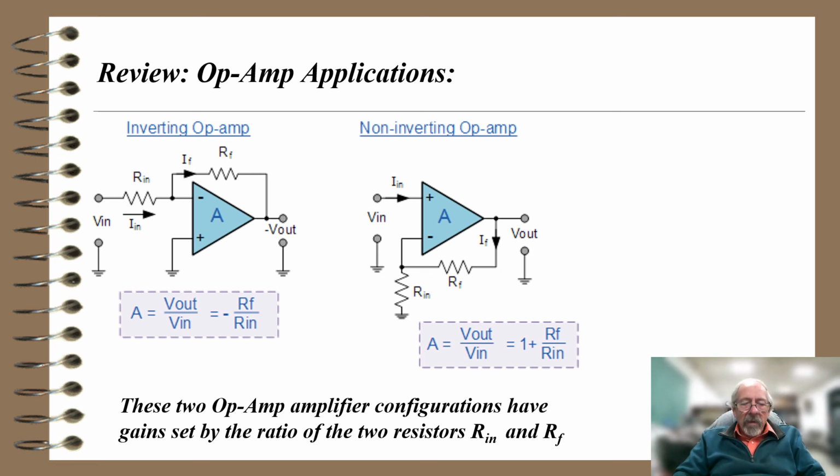The one on the right, the non-inverting op-amp, goes into the plus input. Here I have RF and Rin again. What if RF was 100K and Rin was 10K? Well, the gain would be 10 plus 1, or 11, as shown by the equation here. So these are two op-amp applications.